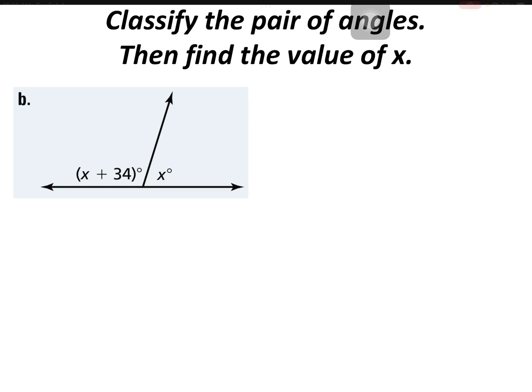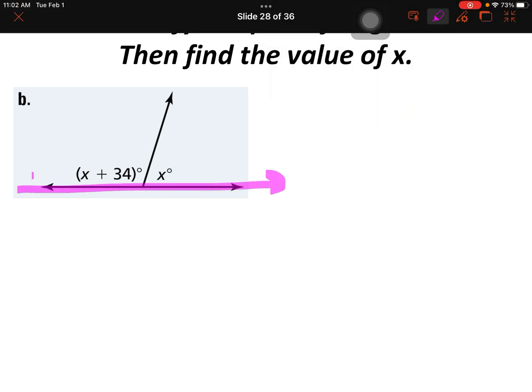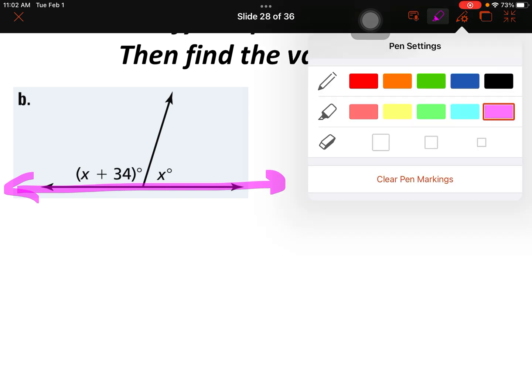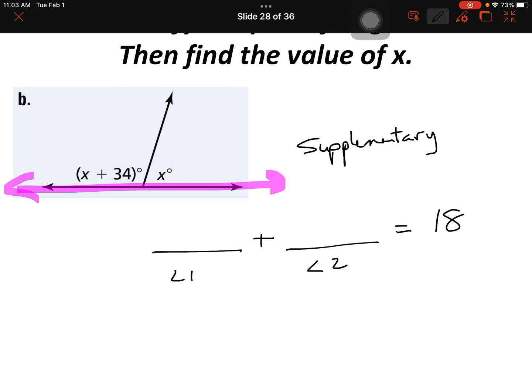We look at the next one, and we should notice that this is a nice, neat, straight line. And so we know that these are supplementary angles. Now, if they're supplementary angles, then we're going to do our setup once again. So it's going to be angle 1 plus angle 2, but this time has to equal 180 degrees. So now, angle 1, we'll call this one, which is x plus 34, and angle 2 is this one, which is just x.